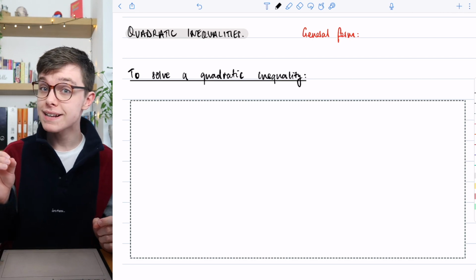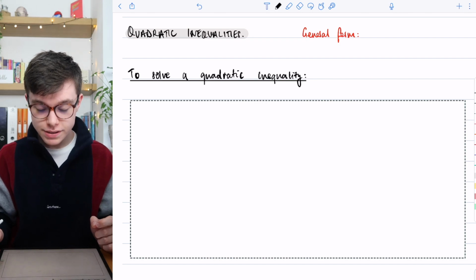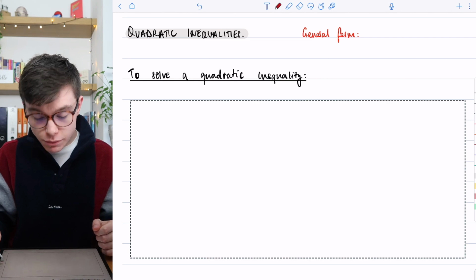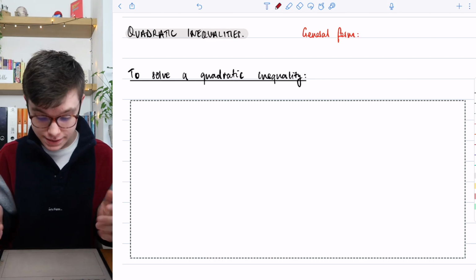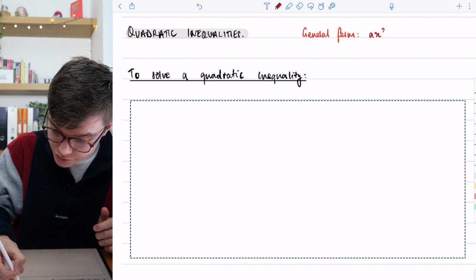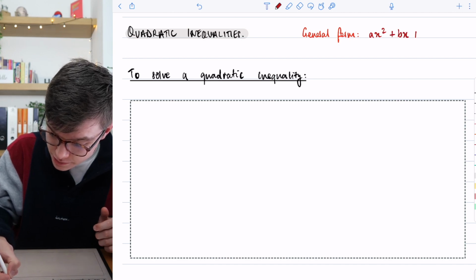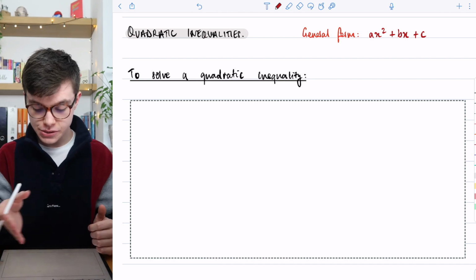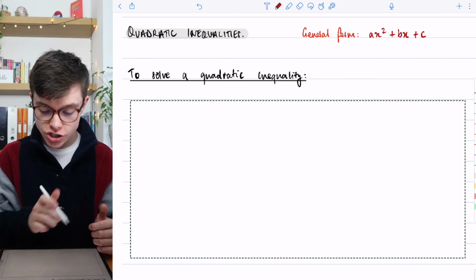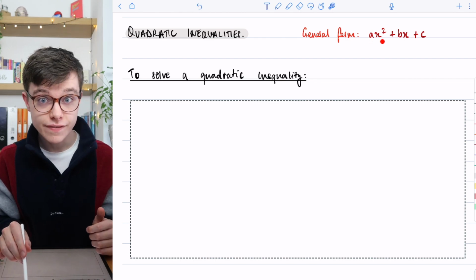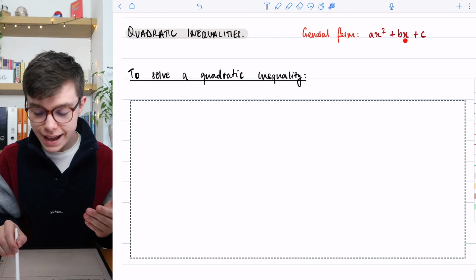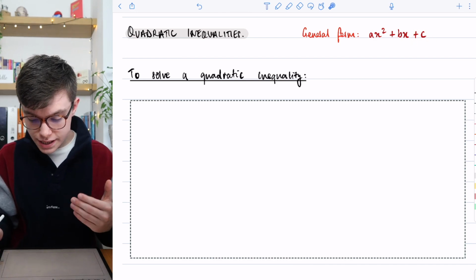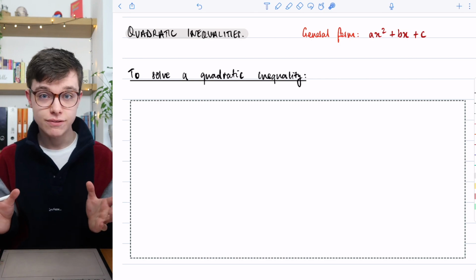Now we've dealt with quadratics before, but I'm going to introduce you again to the general form of a quadratic. It is quite simple: ax squared plus bx plus c. With a quadratic, we input values of x. a, b and c are all the coefficients. a is the coefficient of x squared, b is the coefficient of x, and c is just a constant on the end. So we've seen that general form before. It's quite easy for us to deal with that.